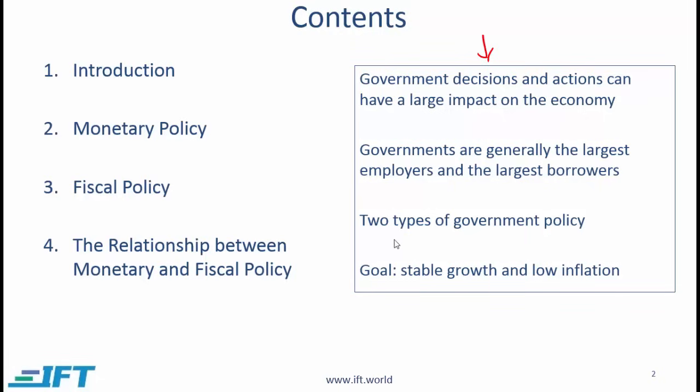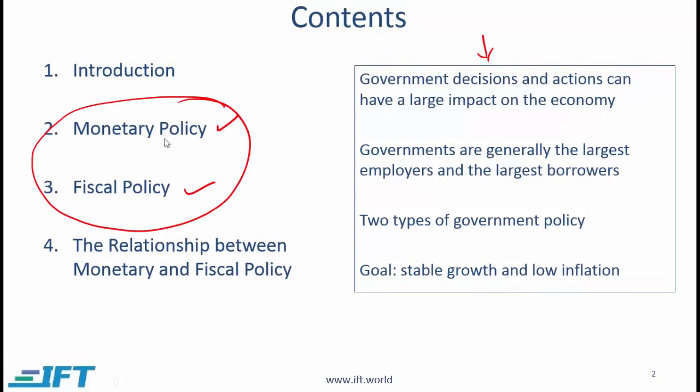Broadly speaking, there are two types of government policy: monetary policy and fiscal policy. Monetary policy has to do with interest rates and money supply. Fiscal policy has to do with the spending and taxation decisions made by the government. The overall goal of these policies is generally stable economic growth and low inflation.